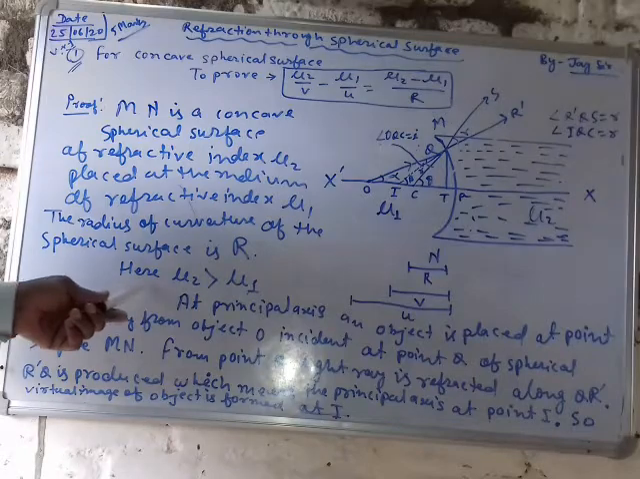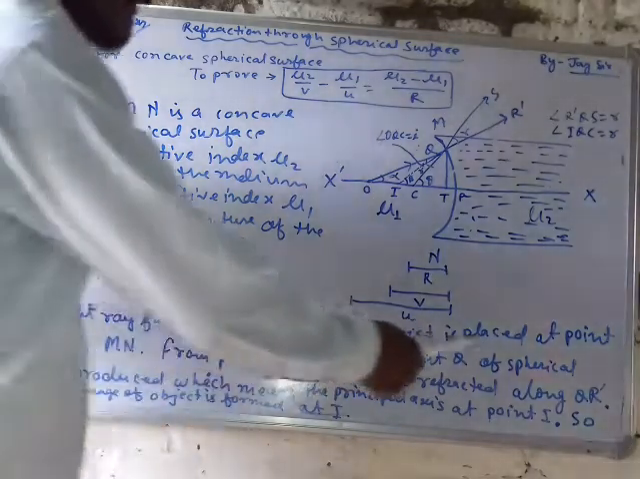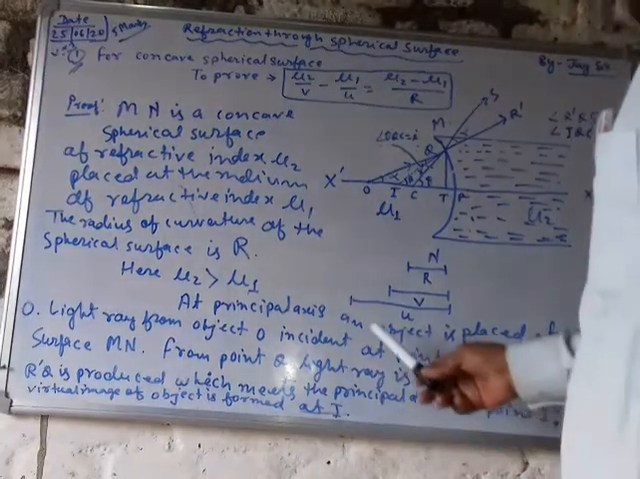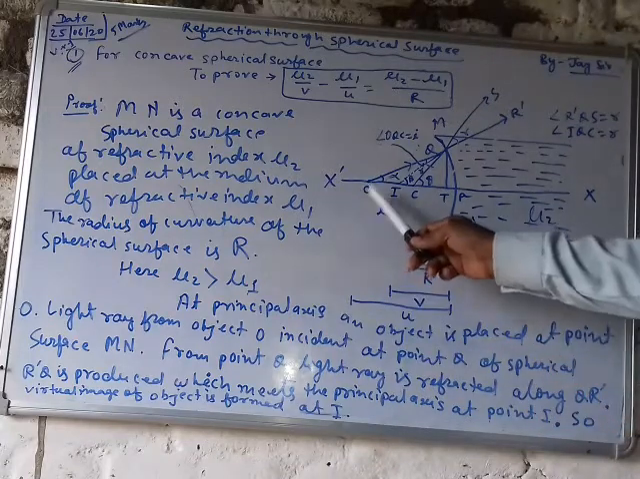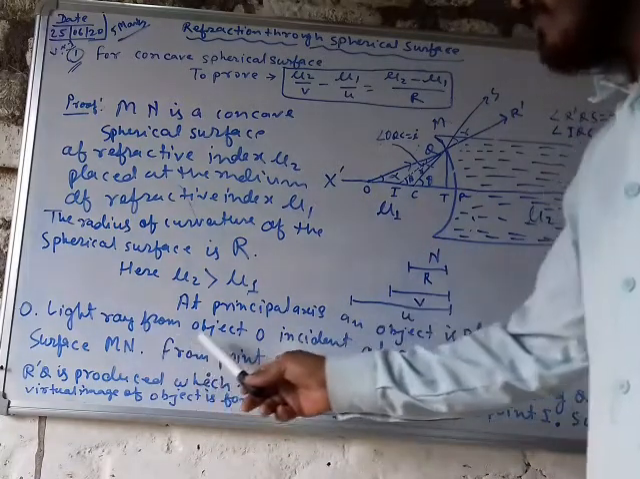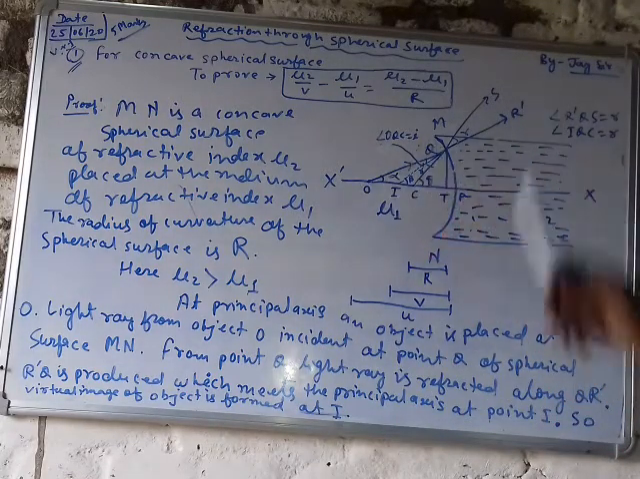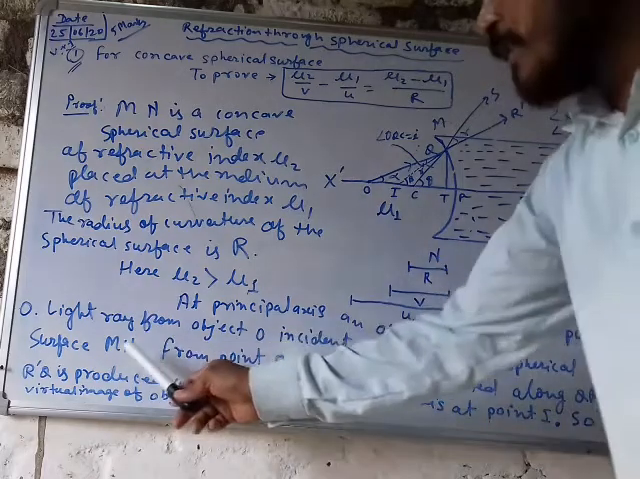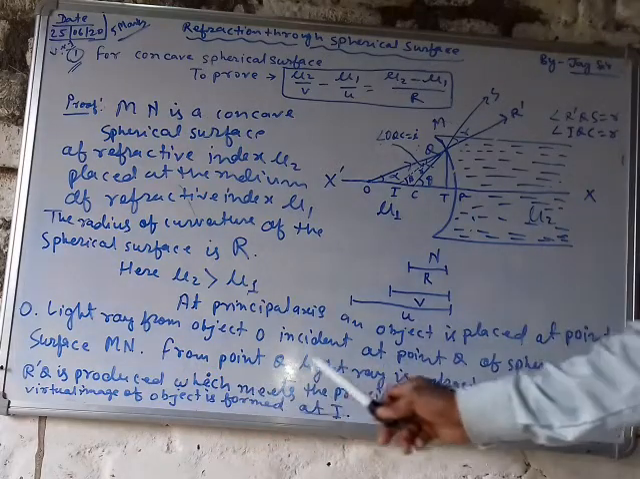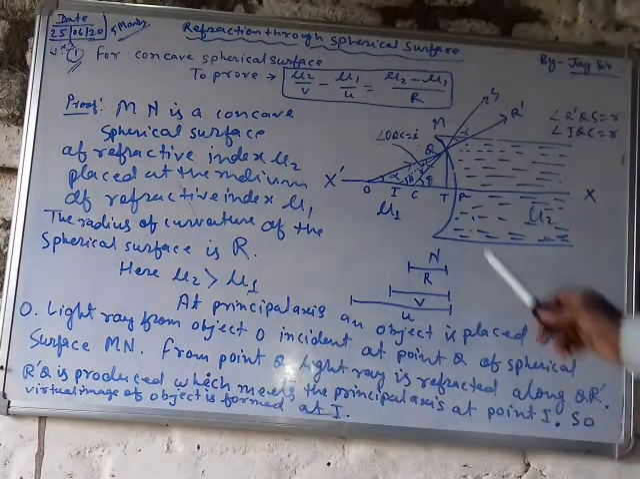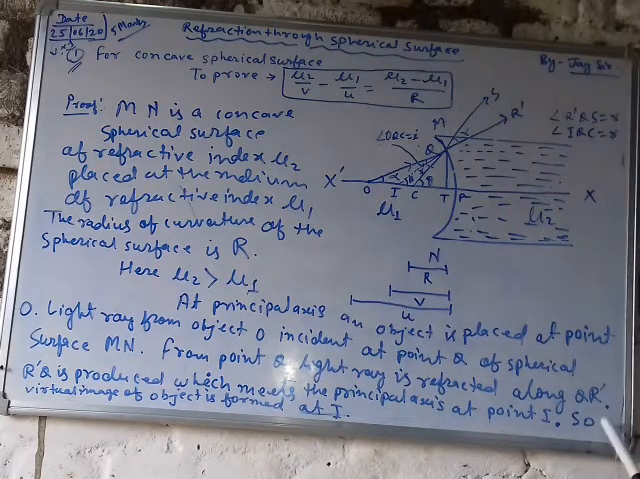We wrote here mu2 greater than mu1. At the principal axis, an object is placed at point O. Light rays from object O are incident at point Q of a spherical surface Mn. From point Q, the light ray is refracted along Q r dash.